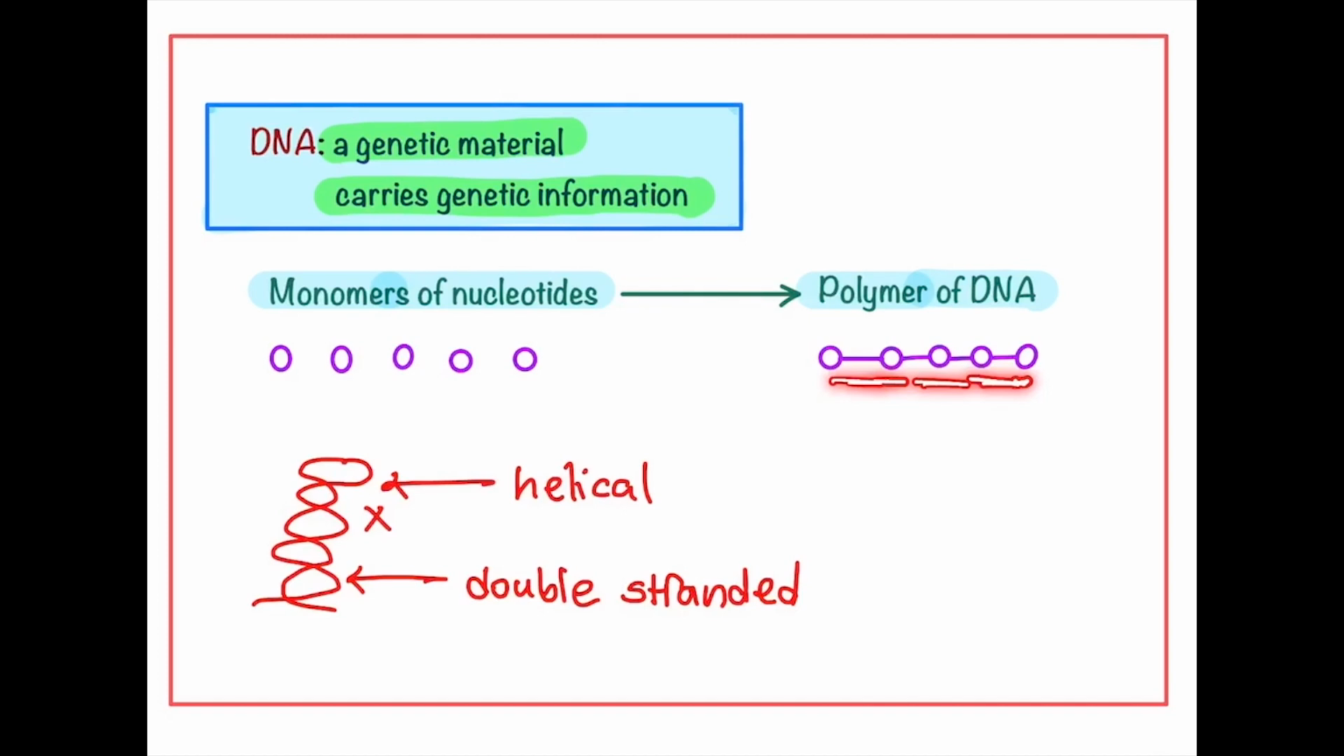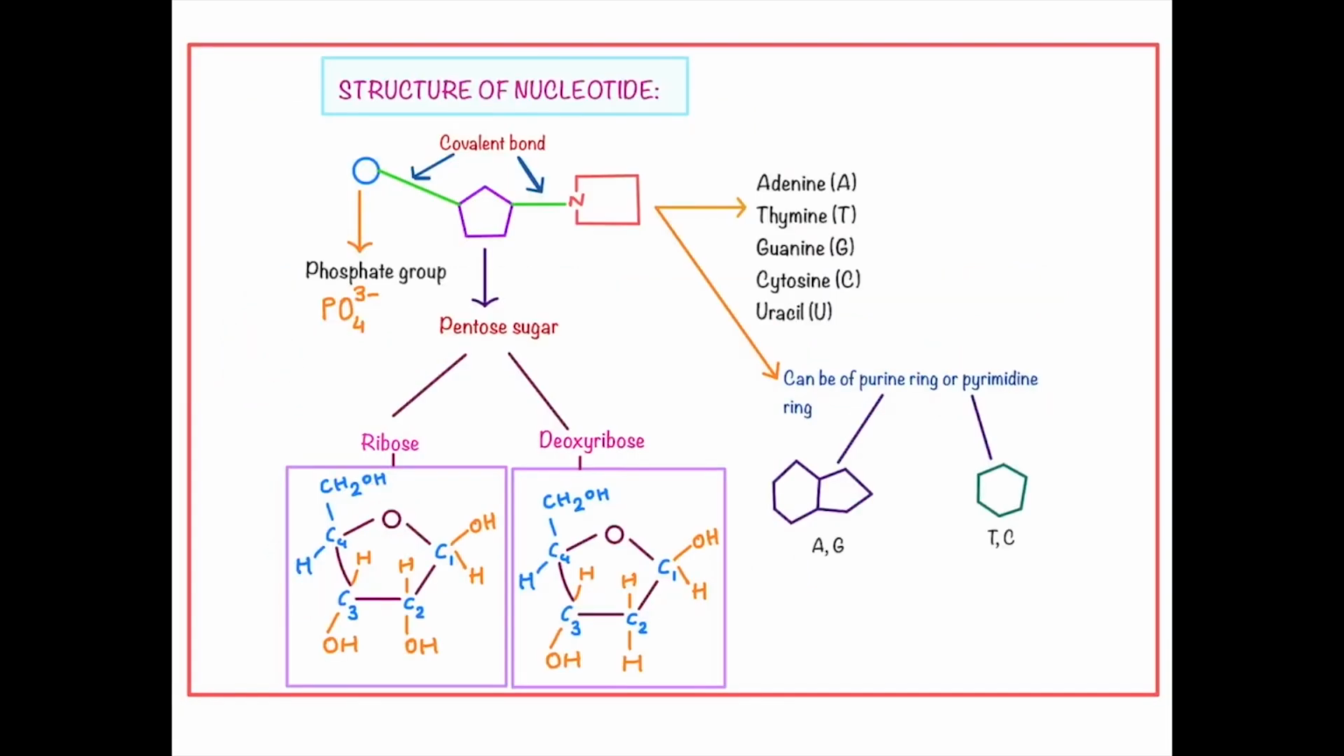Now we have to know what is present in this particular single nucleotide, that is called the chemical structure of the nucleotides. So before directly learning the structure of the polymer of DNA, we first learn the structure of the single monomer or single unit of the nucleotides, because these single units are going to join up to make the final DNA molecule, right? So let's learn about the structure of the nucleotide. So here is the structure of the nucleotide.